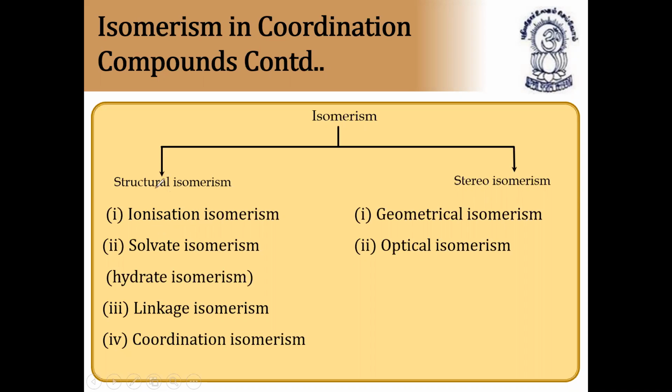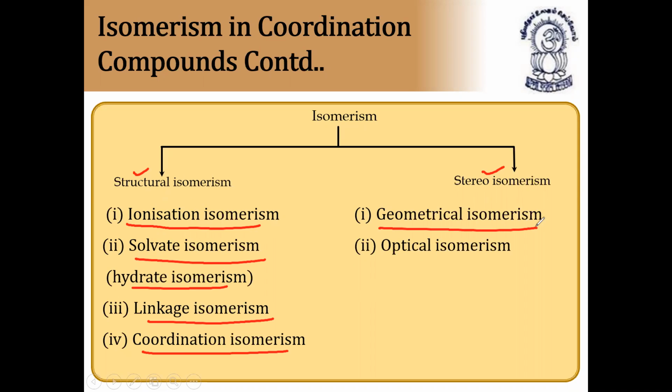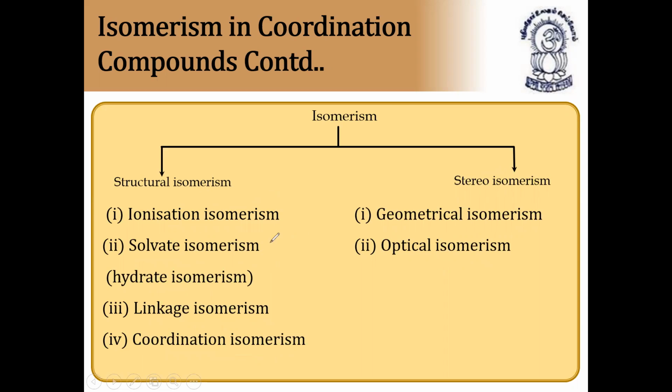Isomerism is broadly classified into two categories: one is structural isomerism, another is stereoisomerism. In structural isomerism, you have ionization isomerism, solvate isomerism or hydrated isomerism, linkage isomerism as the third one, and the fourth one is coordination isomerism. And in stereoisomerism we have geometrical isomerism as well as optical isomerism. All these examples are very important. Definitely they are going to ask questions in the entrance exam. So please listen carefully to the definition as well as examples. After finishing this class, you will be able to answer the questions based on isomerism. So let us start now.